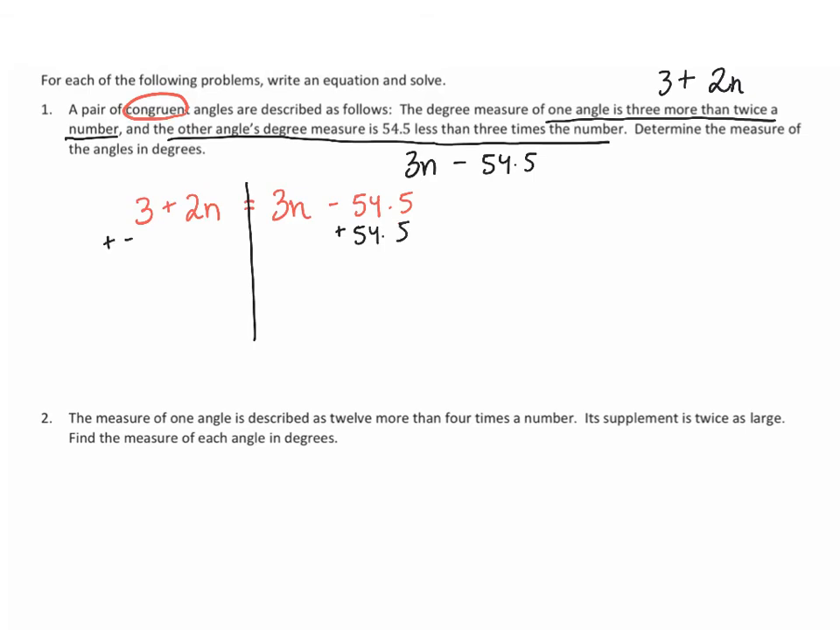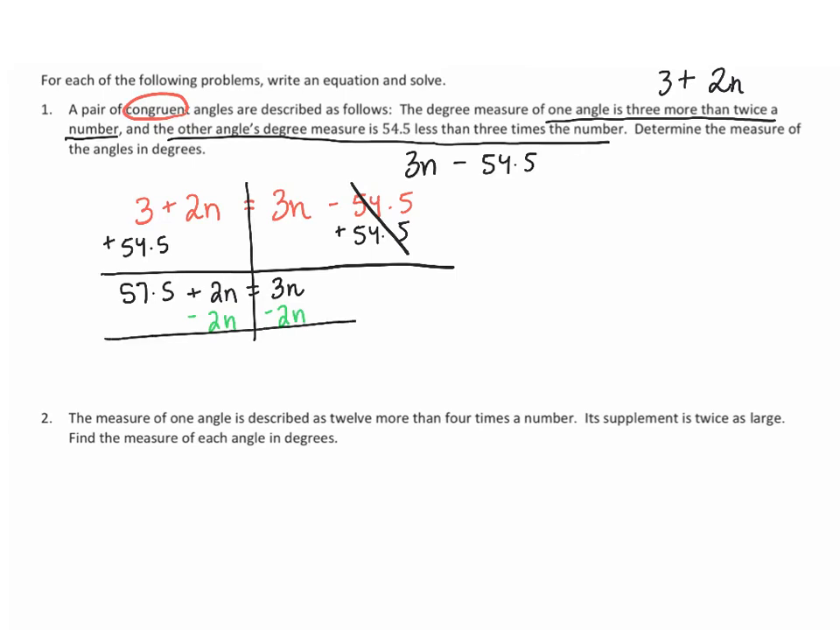Do you have to do this first? Absolutely not. You can solve it in whatever order you want to. Like I said though, as you get better with math, as you become more confident, you'll know what steps are easier to do first. And in my opinion, that was the easiest thing to do first. Okay? So 54.5 plus 3 is 57.5 plus 2n equals 3n. Next thing I'm going to do is take 2n away from both sides. I get 57.5 equals 1n. You could put the 1 in front of it, but you don't have to.